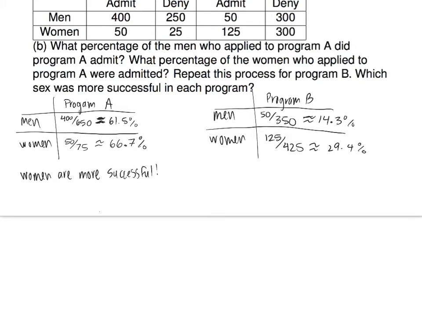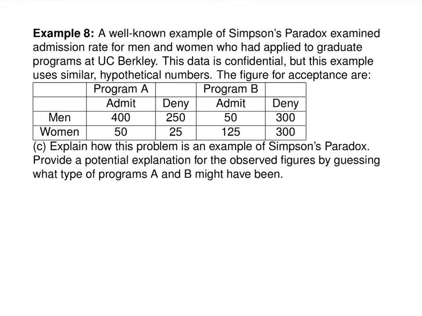Okay. So last thing is explain how this is an example of Simpson's paradox, and then provide a potential explanation by guessing what types of programs A and B might be. So I have my own guesses. The Simpson's paradox thing is that in the overall group, one group of people is more successful, but when you break it down, the other group is more successful. And that's what you should just write a sentence explaining.